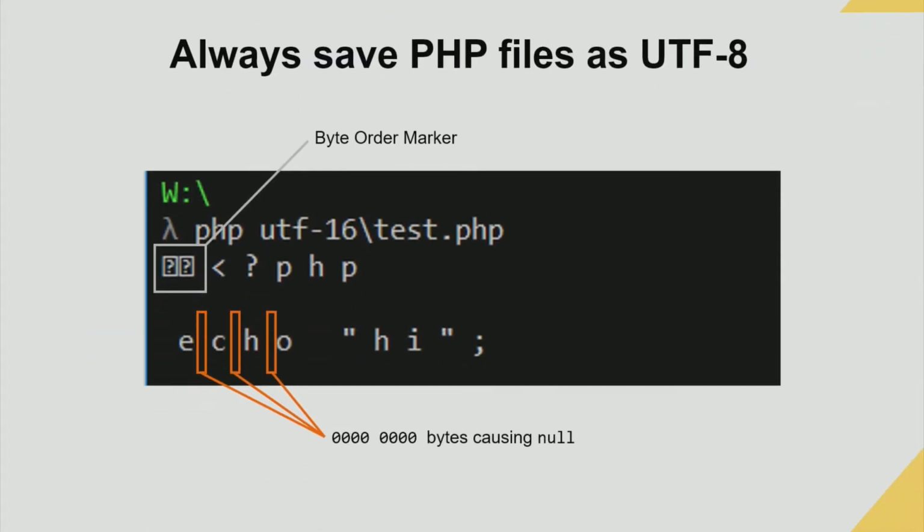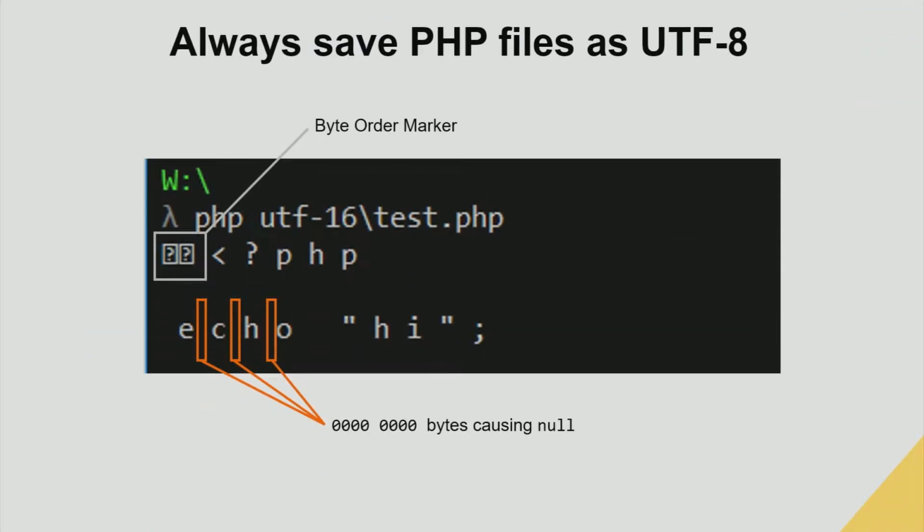Here's an example. If you encode a PHP document to UTF-16 and try to execute it, it doesn't work because in UTF-16 there's a thing called a byte order mark that basically says this is UTF-16, and PHP doesn't see the PHP tag, because for each character you have to use 2 bytes and then you have 8 zeros.